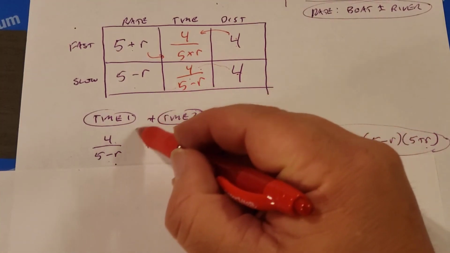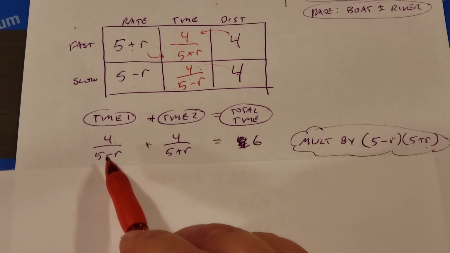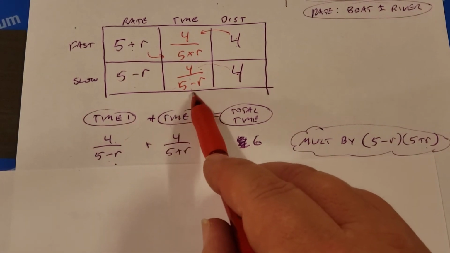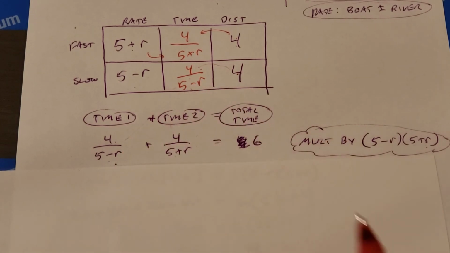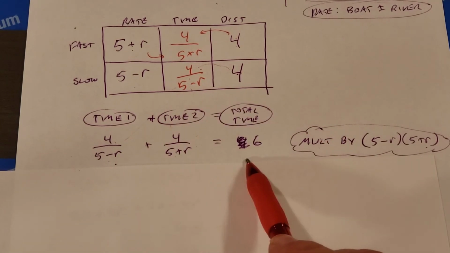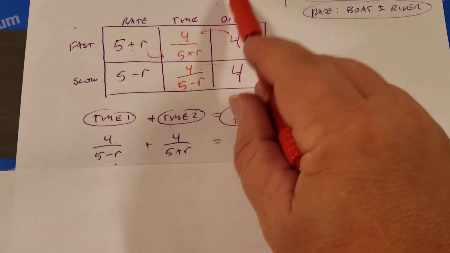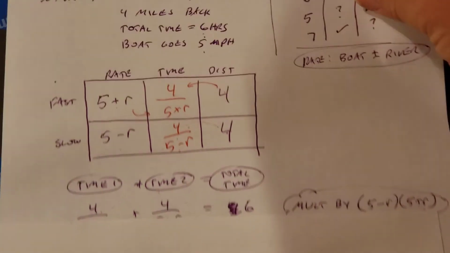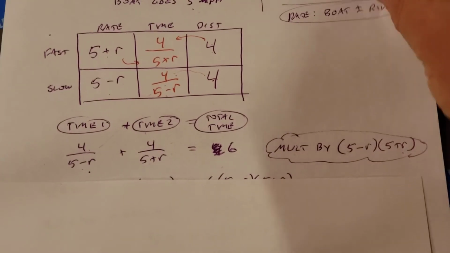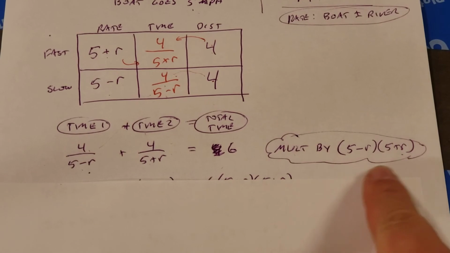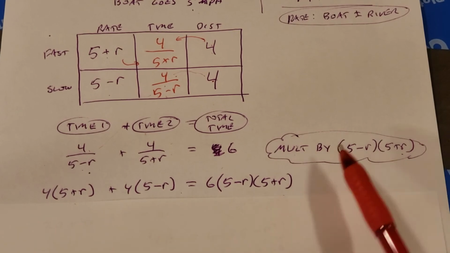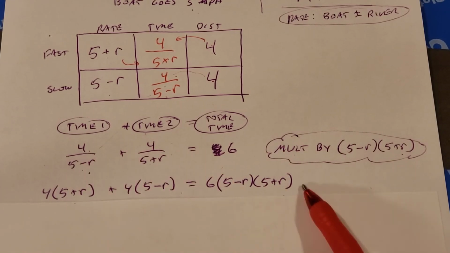Looks like I switched these around again. Oh man, okay, well, that's fine. Which one you call time 1 and time 2 doesn't matter. I'm taking this one and putting it there, and this one and putting it there. Time 1 plus time 2 equals 6. Now you didn't get 6 from the table. I got 6 from the original problem that said total time was 6. I multiply by 5 minus r, 5 plus r to clear fractions, and think through it. You know, do it yourself, but this is what I get.